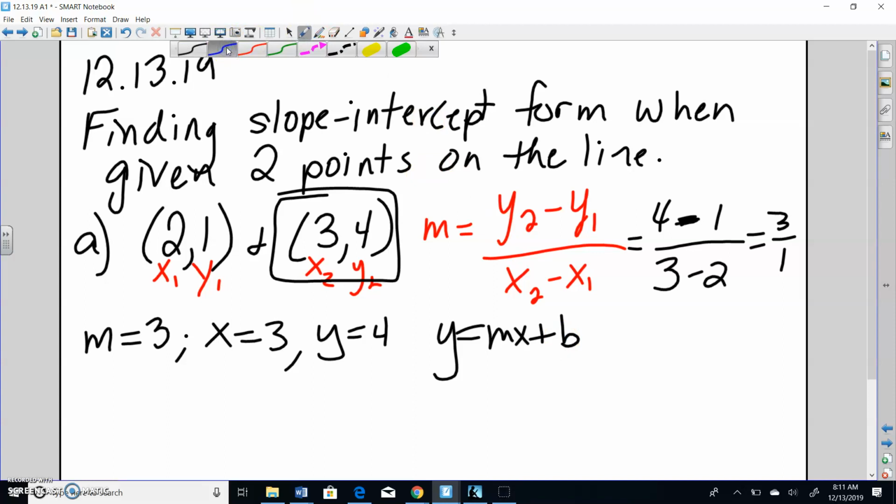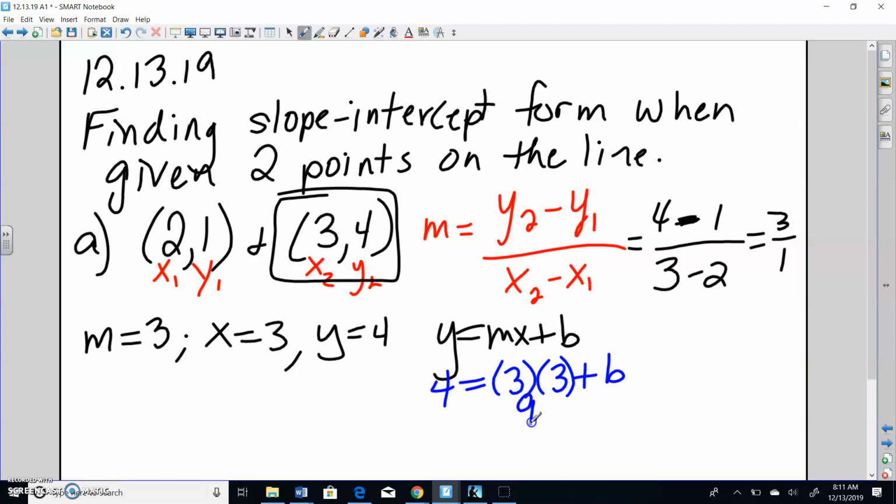All right, so y is 4, m is 3, x is also 3, and we're trying to find the value of b. 3 times 3 is 9. So I'm going to have to subtract 9 from both sides to get b, and b is a negative 5.